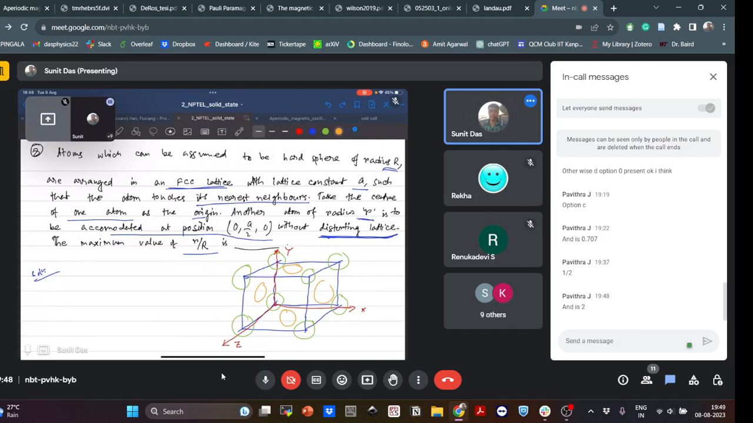Okay, let me solve it. So given that FCC lattice, right? The greens are the corner atoms, and yellow are the face-centered atoms. Basically, I have not drawn all the face-centered atoms, but some. So this lies in this plane, right? And this lies in this bottom plane.